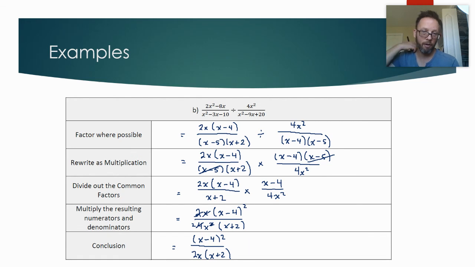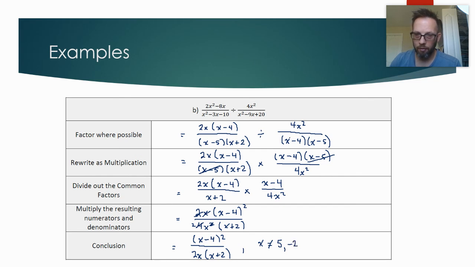And that's fully simplified. Being factored is nice. Don't feel the pressure to expand back out again. This is perfect. Now we have to state restrictions. So let's go back. Right now, it's hard to tell from the original what makes the bottom 0. That's what we factored. So looking at this step, what makes this bottom 0? 5 and negative 2. So x can't be 5 or negative 2.